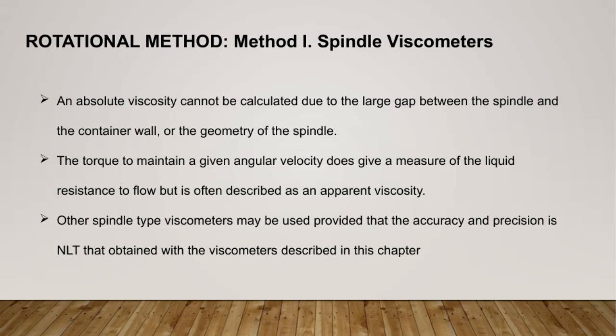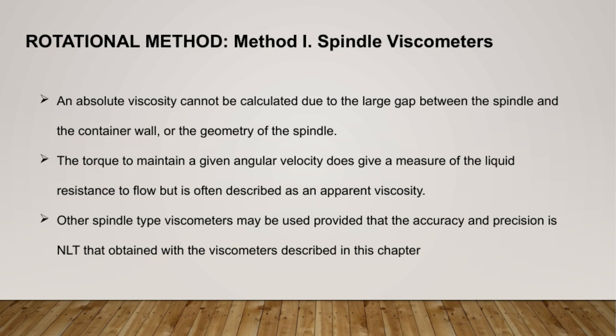Let's look at the rotational method, specifically Method I, which involves spindle viscometers. Now, an important point to remember is that we can't directly calculate the absolute viscosity using this method. That's mainly because of the large gap between the spindle and the container wall, or sometimes because of the shape and geometry of the spindle itself. What we do measure, however, is the torque needed to keep the spindle turning at a certain angular velocity.